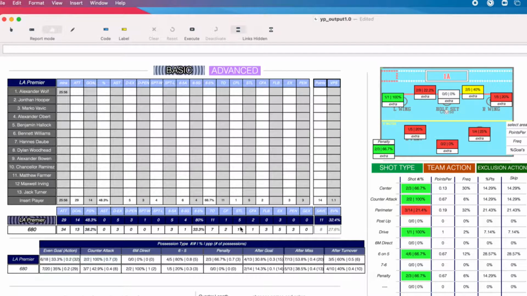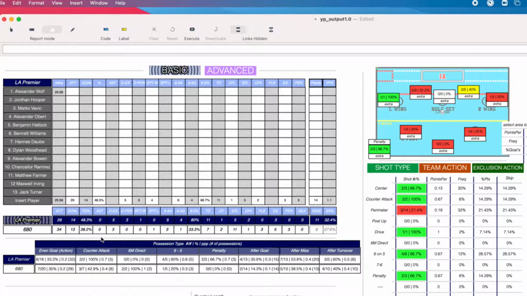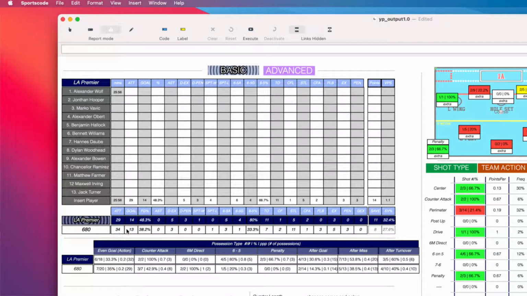The big one here is 680 had 11 steals, which really contributed to them having a good chance to keep it close. Let's take a look at the bottom stats here. On the bottom is what type of action it was. So this is an even goal, which is any sort of center attack, perimeter attack, post up, or drive. Those are all even-up goals, and everything else is broken down on the side.